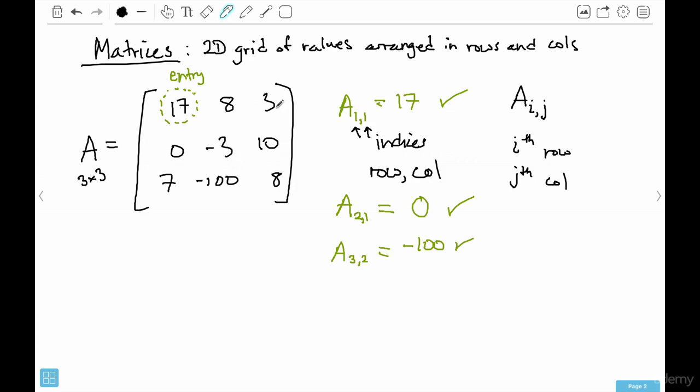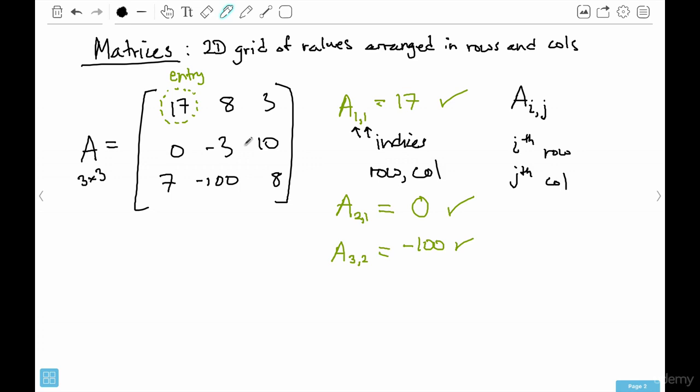One thing to note, though, is that because A is a 3 by 3 matrix, there's no fourth row, or fifth row, or fourth column, or seventh column. So you have to make sure that you keep this i and j within the bounds of this matrix here. These i and j indices have to be within the bounds of the A matrix.